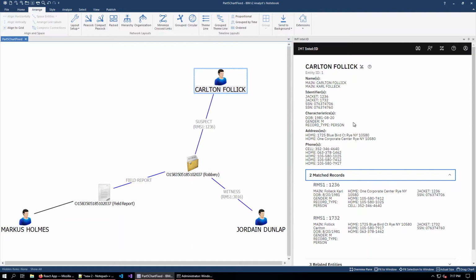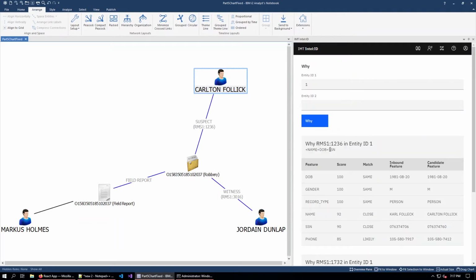The IMT I2 Analyst Notebook plugin can help you easily understand why these records were matched by Intel ID. The date of birth matches exactly, and the Social Security number is a close match, even with the transposition of the last two digits. The name match that occurred was between Carl Folek and Carlton Folick, because Intel ID's name scoring applies multicultural linguistic algorithms to understand that Carl Folek and Carlton Folick are close variants.